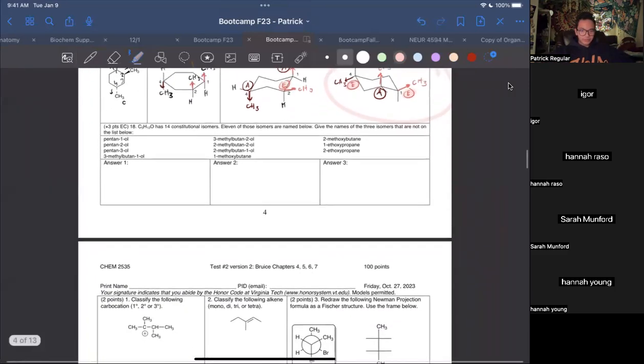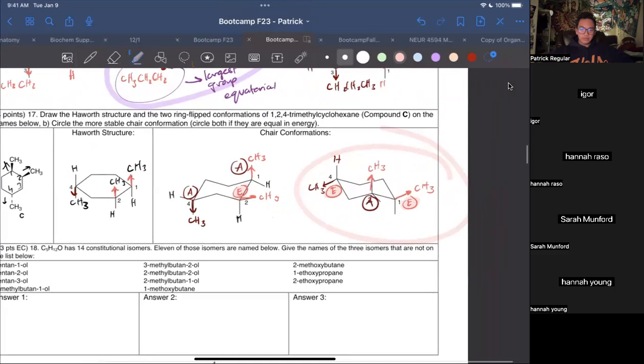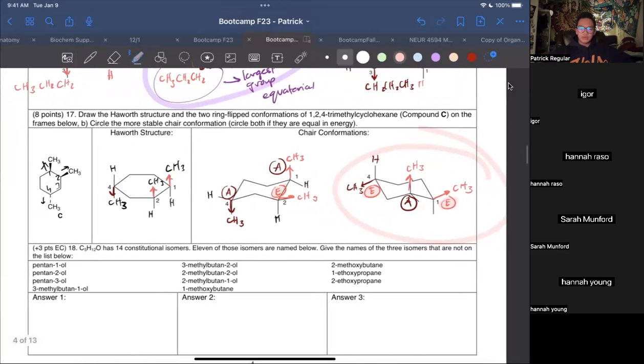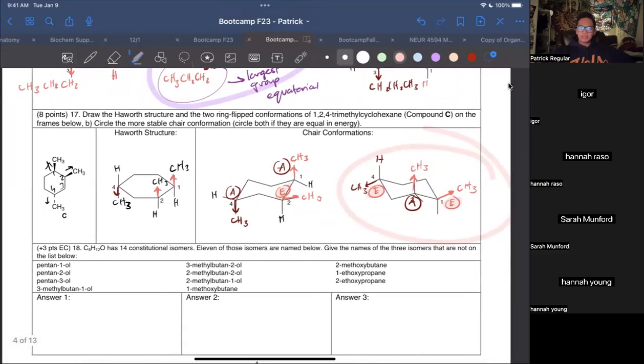Do you think he'll keep the carbon numbers on the final? Like the 1, 3, and 4 or whatever? Do you think he'll put the numbers on it, like if he gives us a blank chair conformation, he'd still put the numbers? He'll put the numbers there. Don't worry.